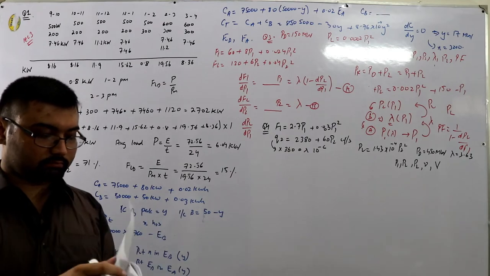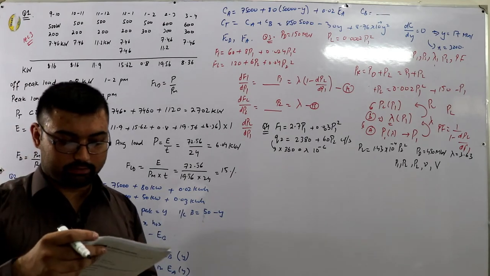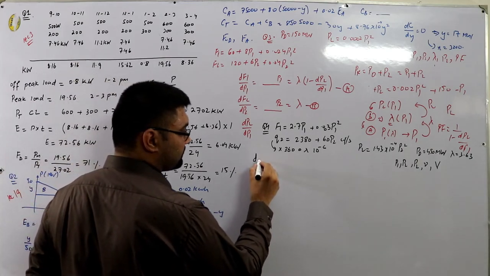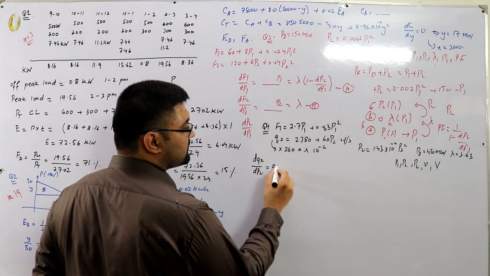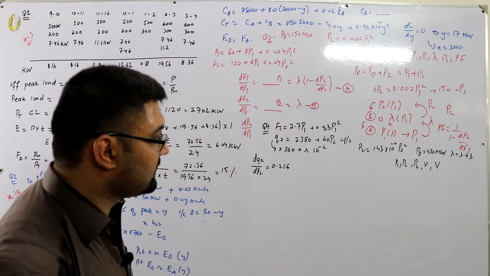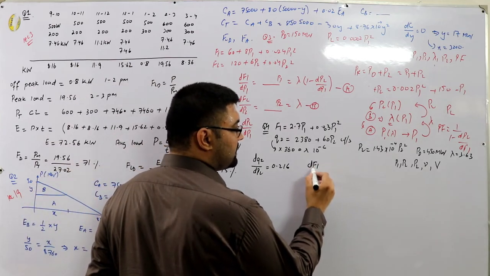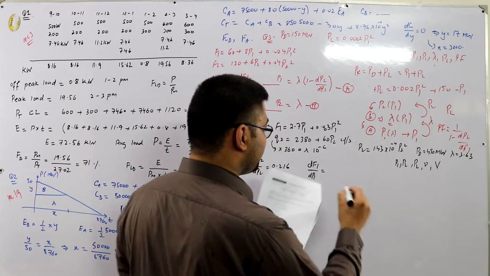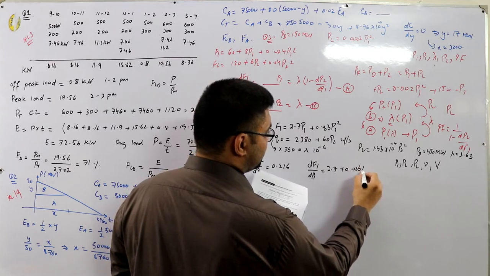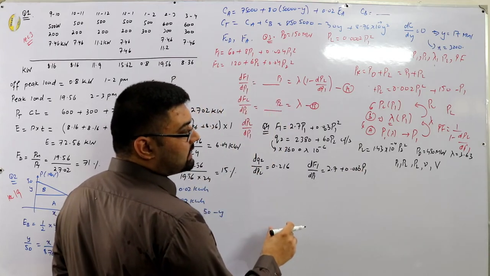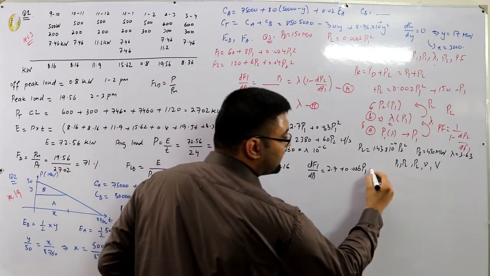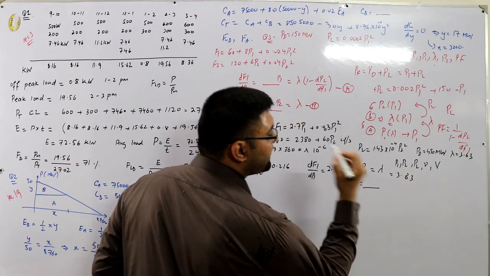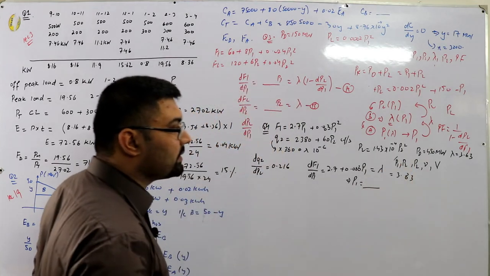So, let's say I just give you a rough idea. You can find out dQ2/dP2. This would only be a constant, 0.216. You multiply it by this and that. Then you have dF with respect to dP also, whatever this value comes out to be, which is 2.7 plus 0.006 P1. Right? Now the losses are with P2. So which means P1, you directly equate it to lambda. And lambda is given, which is 3.63. So from here you can find out the value of P1. So P1 is done.